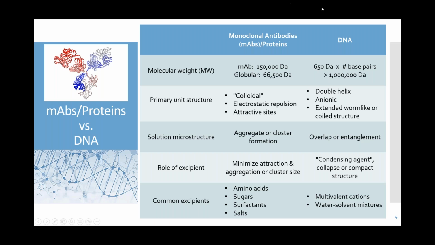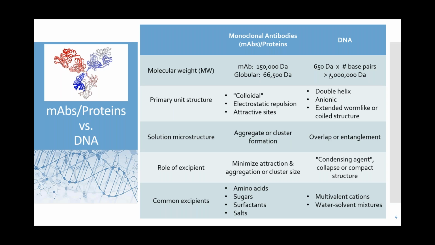So let's now make a comparison between antibodies and DNA, so we can understand what's different about them and why you need different excipients to control things such as viscosity and stability. First, let's look at the sizing of these biological macromolecules in solution. Antibodies are proteins. Depending on whether it's a globular protein or more an antibody type structure, and our image over to the left is more how we view the antibodies, they tend to have a molecular weight somewhere between about 66 and 150 kilodaltons.